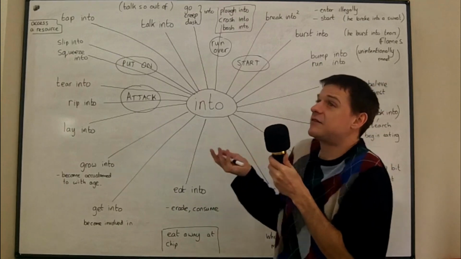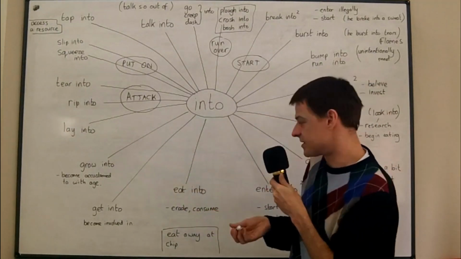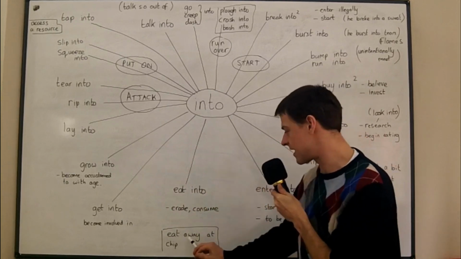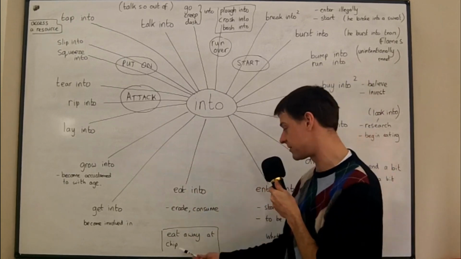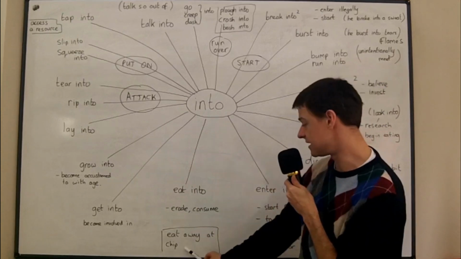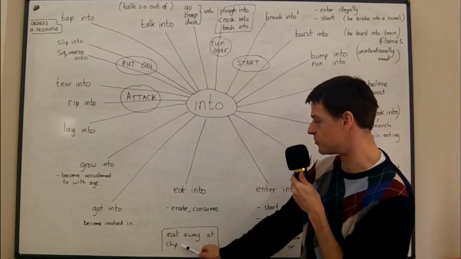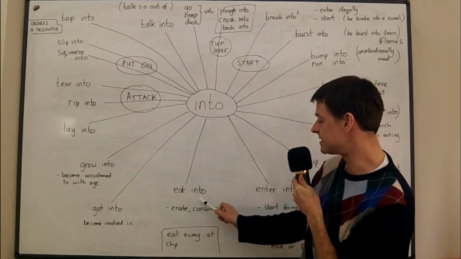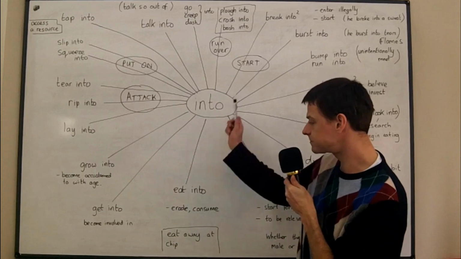Perhaps all the taxes you pay. I think all of us pay a lot of taxes, and these taxes eat into our savings. They eat away at our savings. They chip away at our savings. These phrasal verbs were in the video with away, and they also mean erode or consume. So eat into is like eat away at.